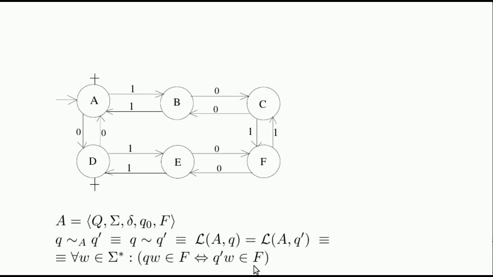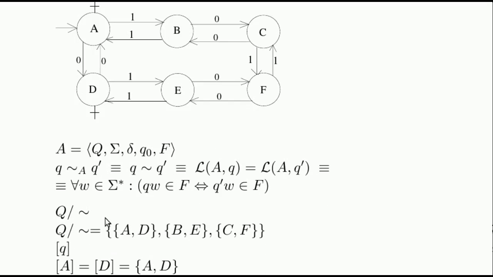Recall that, whenever we define an equivalence relation over a set, we have the quotient set, that is, the partition in equivalence classes. In the previous example, this is the quotient set. This is the usual notation to represent the equivalence class of a given element. In our example, the class of A coincides with the class of D, and it is this one.